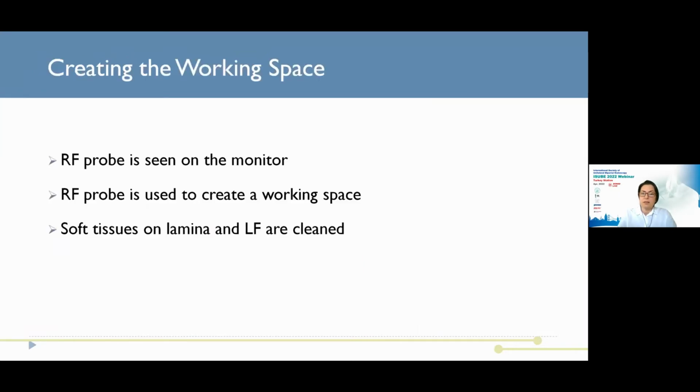And next, the endoscope is inserted through the endoscopic portal, and the RF probe is inserted through the working portal. We try to see the RF on the monitor by forming a triangle above the spinolaminar junction. And then soft tissues on the lamina and ligamentum flavum are cleaned using the RF.